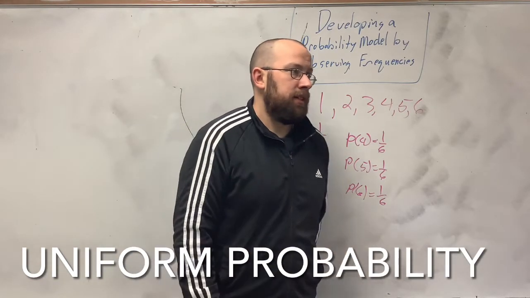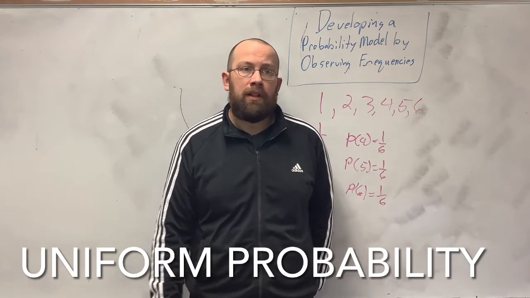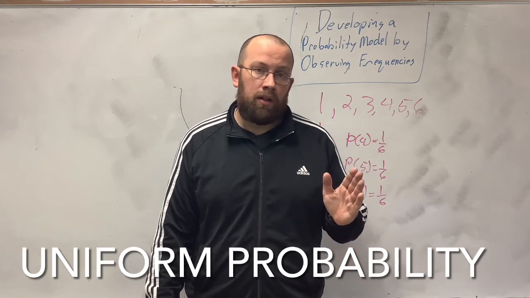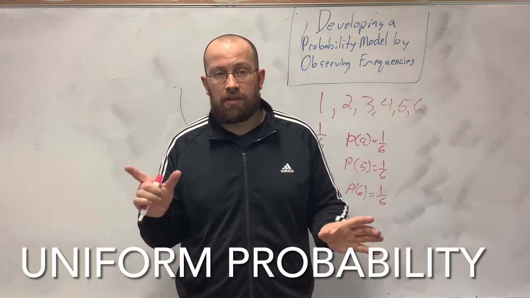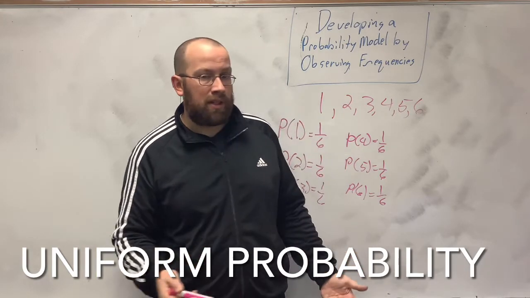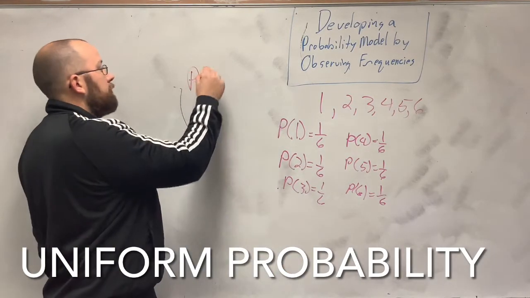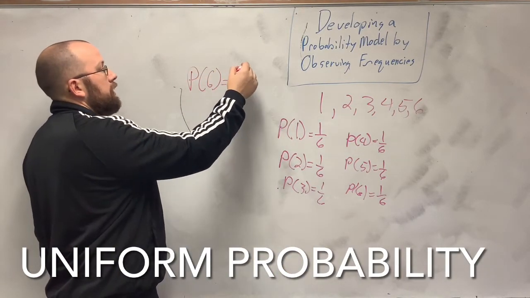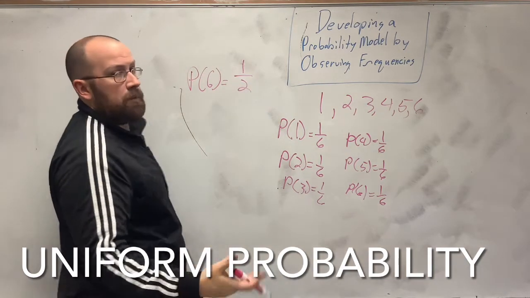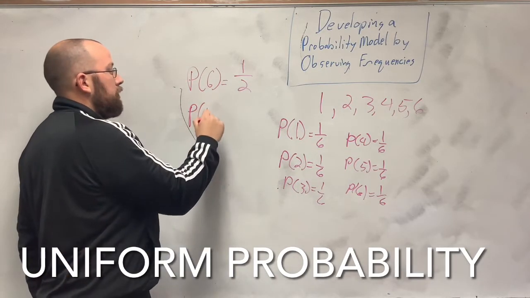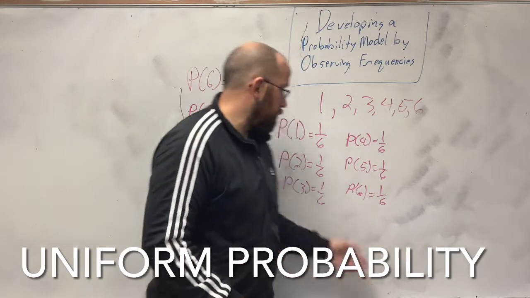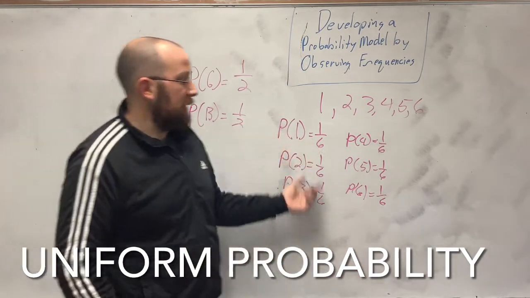So it's like saying I have a 50-page book. 25 of those pages are green. The next 25 pages are blue. What's the probability I'm going to open the book to a green page? It will be 1/2, because half the pages are green. What would be the probability of opening to a blue page? 1/2, because half the pages are blue. That's uniform probability. The probability is the same throughout.